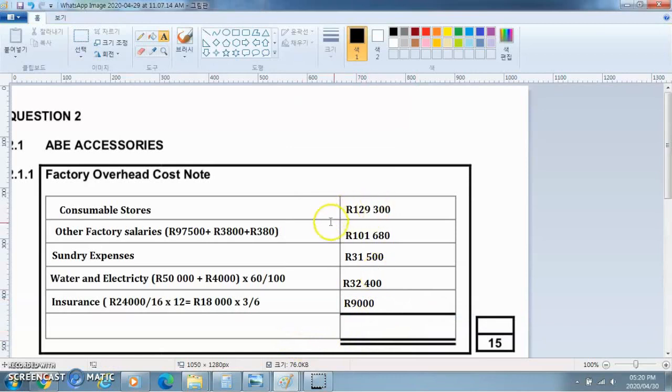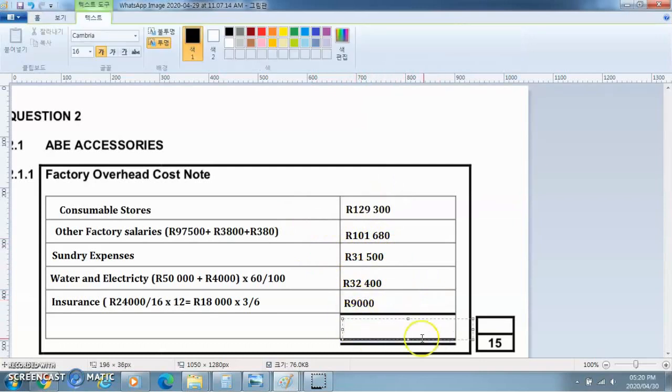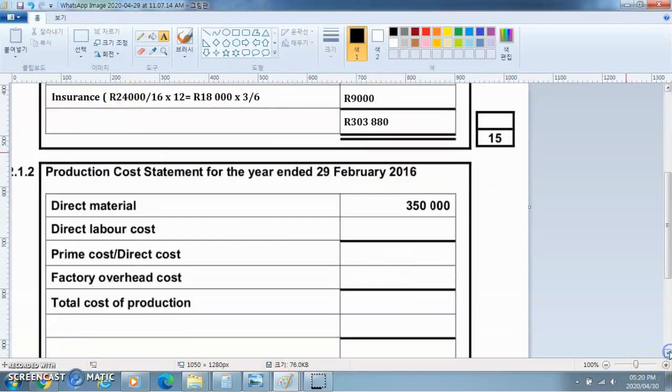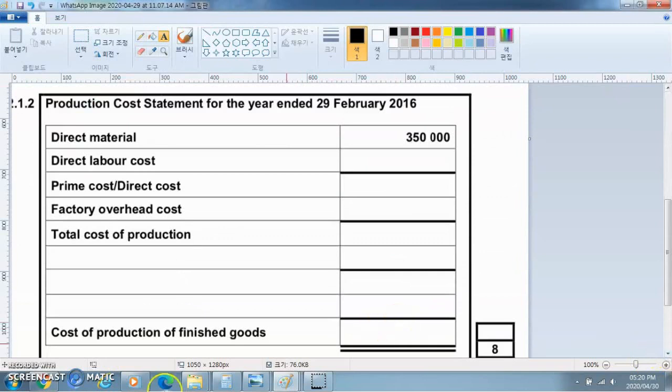So basically the next step now is to add everything. So you just say consumable stores plus other factory salaries plus sundry expenses plus water and electricity plus insurance. And then your final answer here for your factory overhead cost note is 303,880. So here we go. You have your final answer. So your next screencast will focus on the production cost statement.